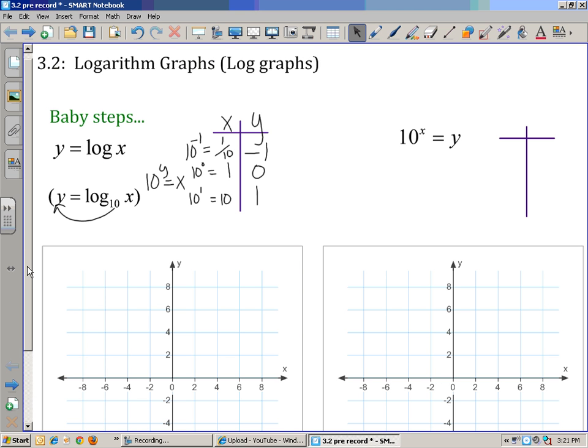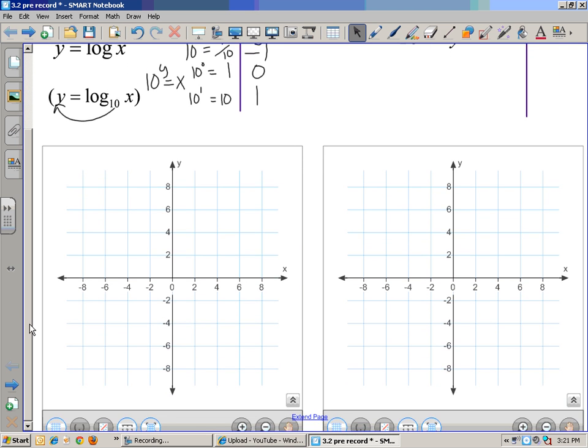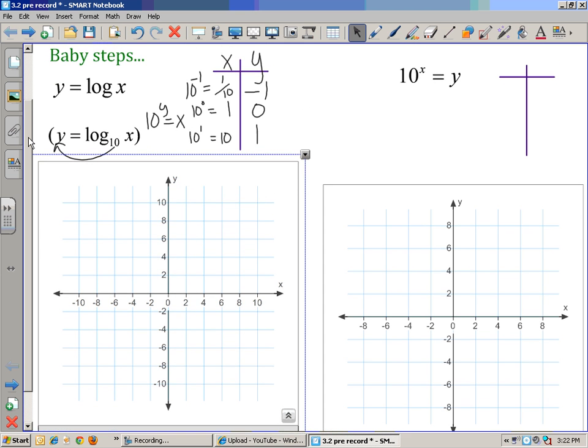And so what I want to do is plot those points. You can see my graph is a little too small, so I'm going to go ahead and zoom out. And then I want to just plot these points. So at x equals 1/10, which is really small, y is negative 1. So like right here. And when x is 1, y is 0. And when x is 10, y is 1. So this is going to look something like that.